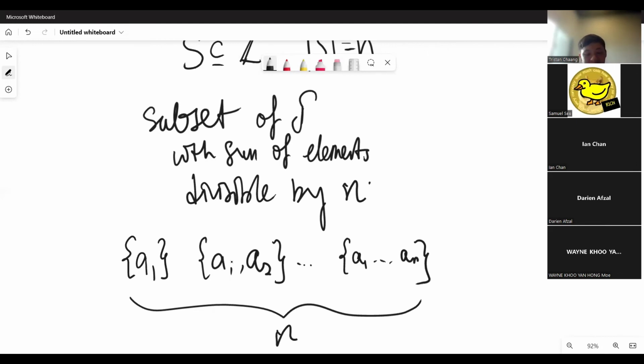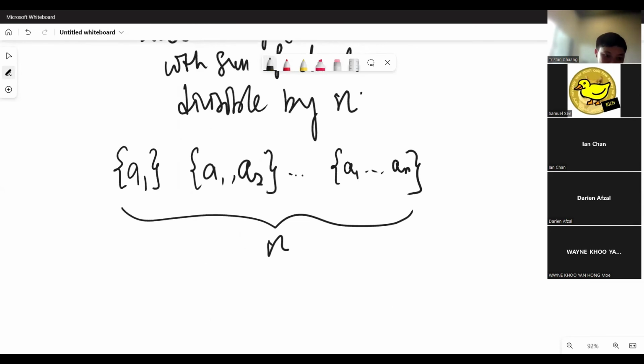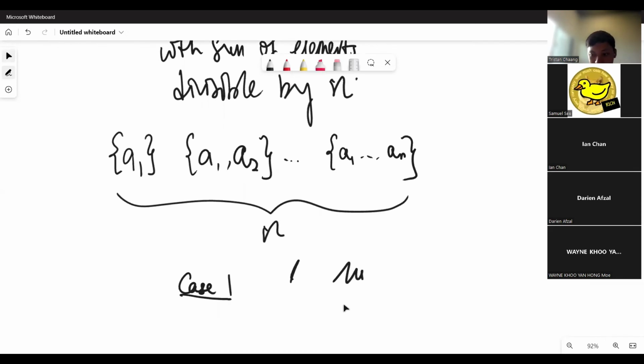If any of these subsets have a 0 remainder, we are done. We just pick that subset. If not, then we have only n minus 1 remainders to choose from, which is 1 to n minus 1. So we have two cases. Case 1. So this is A1, this is A2, this is AN, which is S.